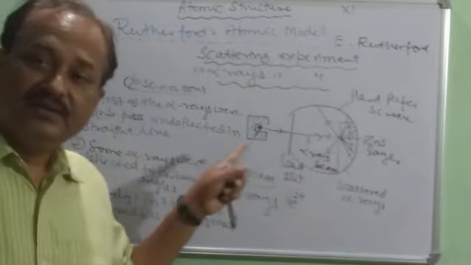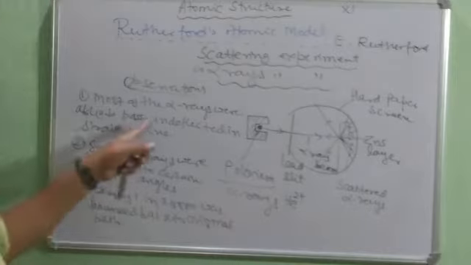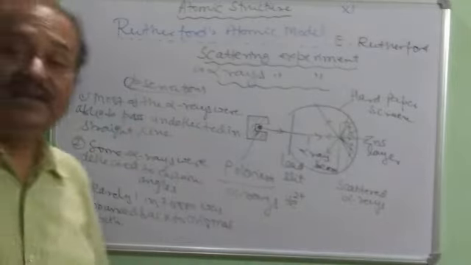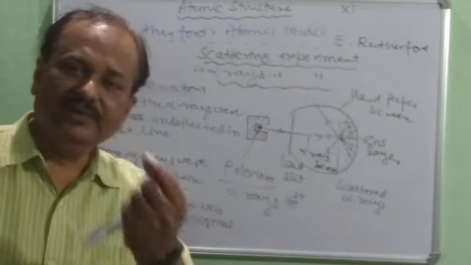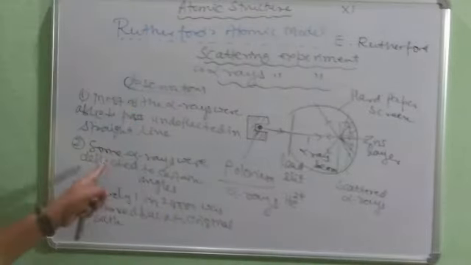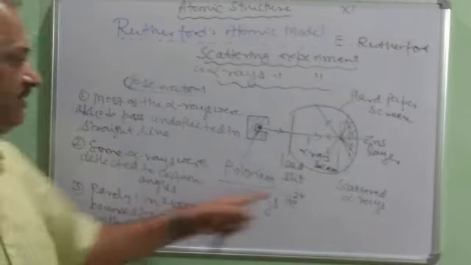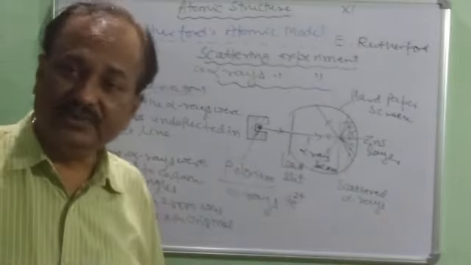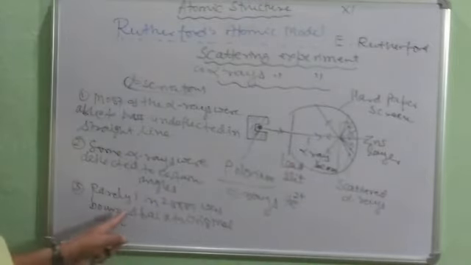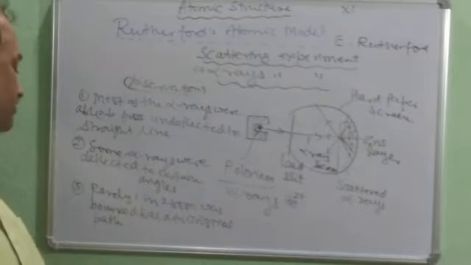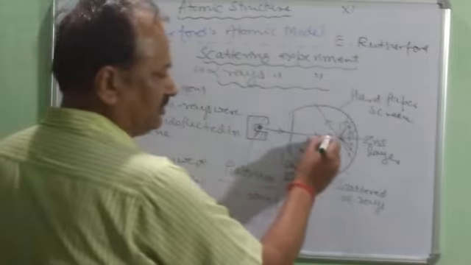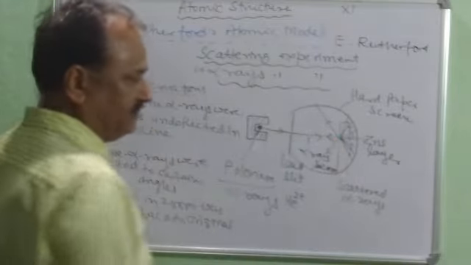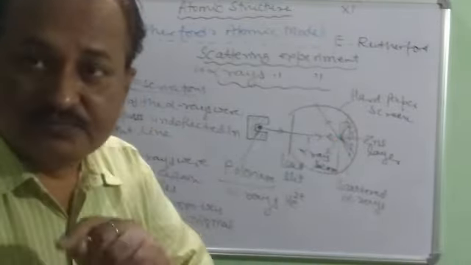So, to repeat again, most of the alpha rays passed in a straight line without any larger deflection, or the deflections were minor. Some alpha rays were deflected to certain angles, a few were deflected by certain angles, and third, rarely, 1 in 20,000 was bounced back to the original path. See, this is the original path, and so it was bounced back. This is the first part.